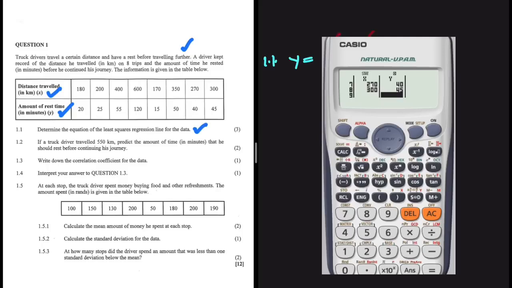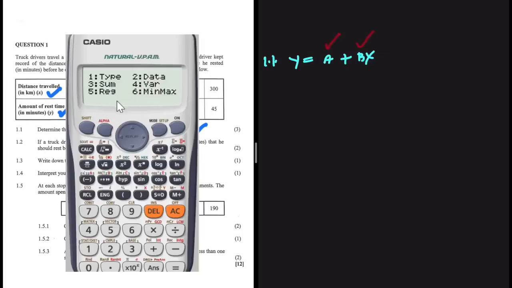After entering your data, you press equals a couple of times, then press AC. After that, we press shift 1, and then 5 for regression. It can be option 6 on a different calculator, it doesn't matter, but we want regression. Let's go ahead and determine A. A will be equal to, so let me press 1 and equals. If I do that, I get minus 23.85 as the value of A.